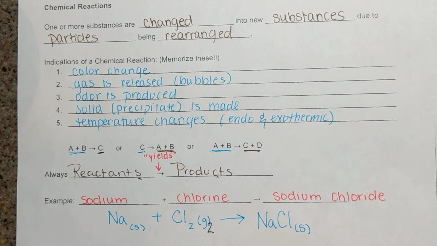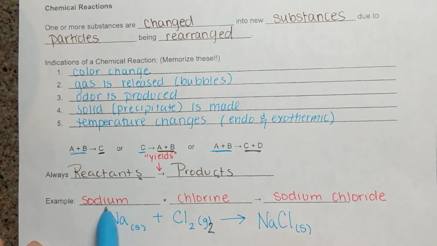We won't actually do it, but we might watch a video on it. But we can see that here are my 2 reactants. They come together with this plus sign where they yield my product of sodium chloride.